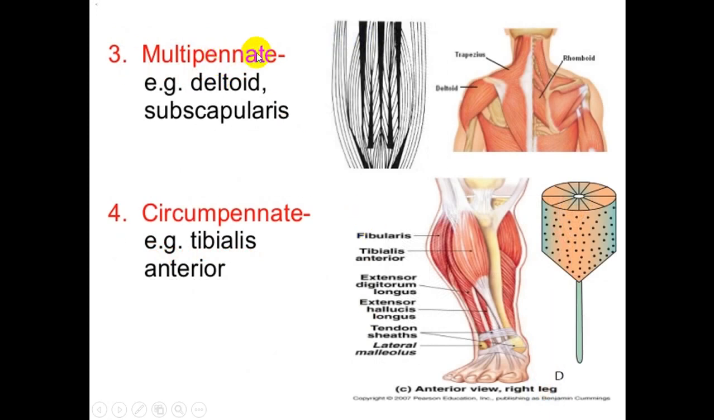Multipennate muscles include many pinnate masses which are attached to a common attachment, and these muscles have a low range of movement but coupled with considerable power. So examples include deltoid and subscapularis in the upper limb. In circumpennate or radiate muscle, the fibers are coming from all directions onto the centrally lying tendon. The example includes tibialis anterior muscle of the lower limb.